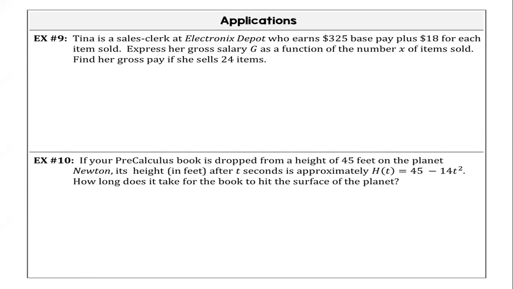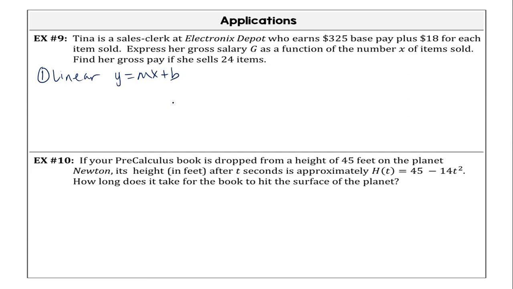So we have here, Tina is a sales clerk at Electronics Depot who earns $325 base pay plus $18 for each item sold. Express her gross salary G as a function of the number X of items sold. Find her gross pay if she sells 24 items. The first thing we're going to do is decide what function best represents Tina's situation. We have a linear situation, right?